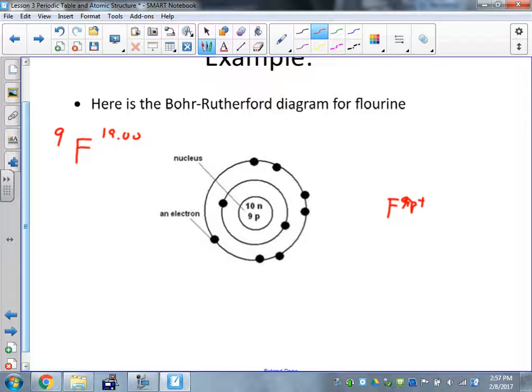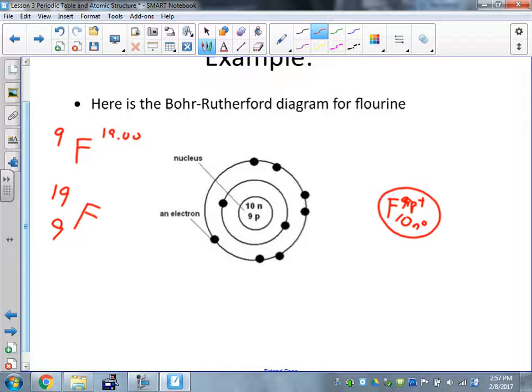So remember, and if you want, you can do it this way too, right? 19 minus 9 is 10 neutrons. So this has to have 10 neutrons. That is my nucleus, okay? That's the middle of the atom. That's where all the weight comes from.